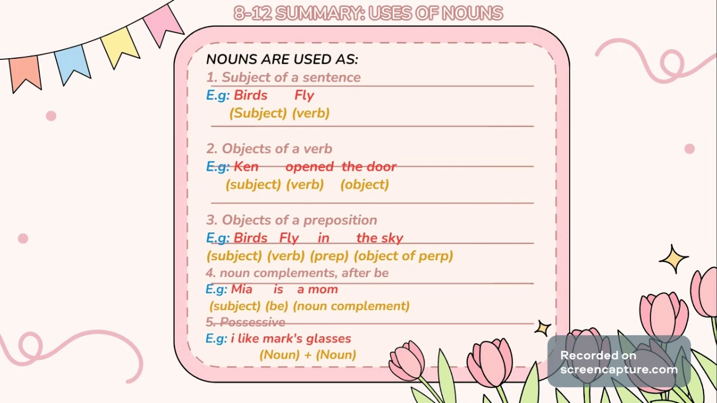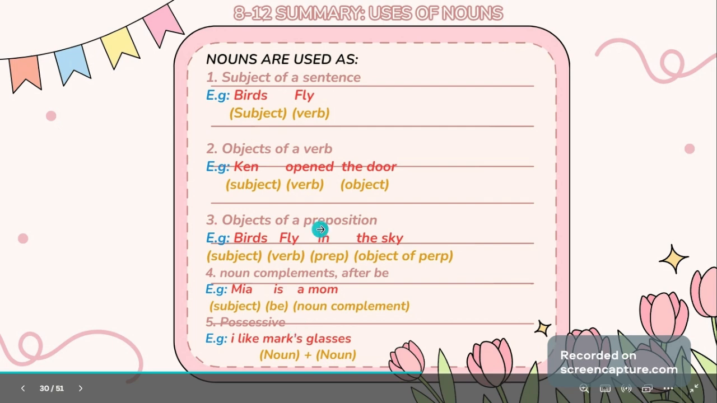Next, possessive. I like Mark's glasses. So Mark is a noun, and glasses is a noun. As you can see, it is the apostrophe plus s.